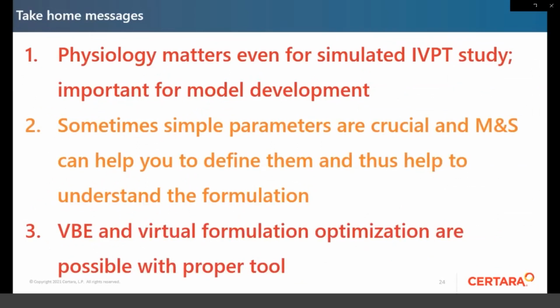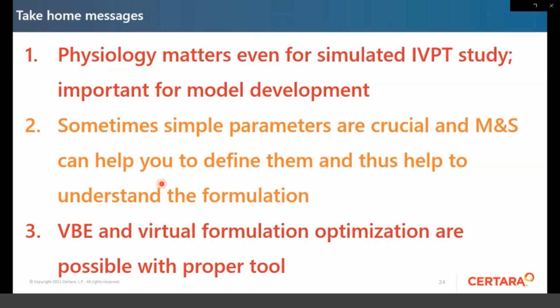Three take-home messages which I want you to take with you. First of all, physiology matters, even for the simulated IVPT study. It is important, please don't forget about it. Sometimes simple parameters are crucial, and please measure them. Measure solubility in the vehicle. Measure it in the continuous phase. Measure the evaporation and the solubility after the evaporation.